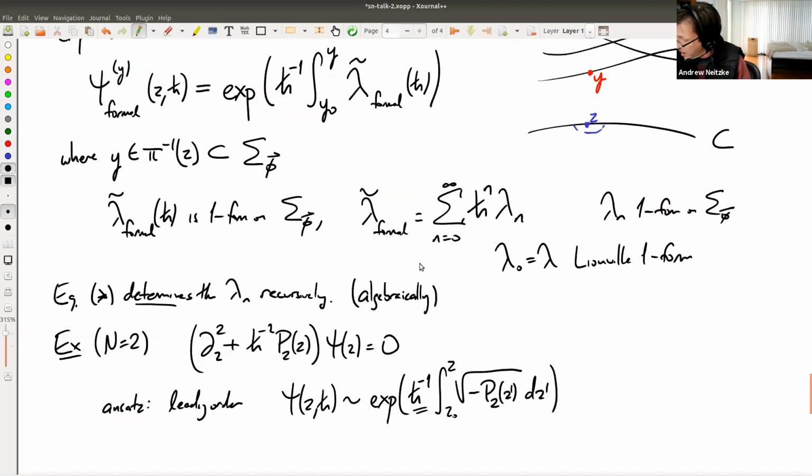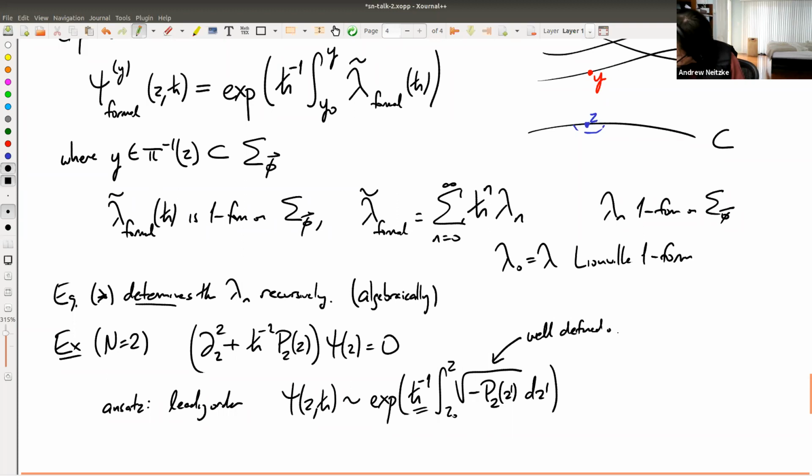But it also shows you why you have to work on the spectral curve, because the thing you need to integrate here in order to make this machine go, you have to take the square root of minus p2. The square root of minus p2 is not defined downstairs, but it is defined on the spectral curve. So that's why we're writing an integral. We're thinking of the solution as being an integral on the spectral curve, not downstairs.